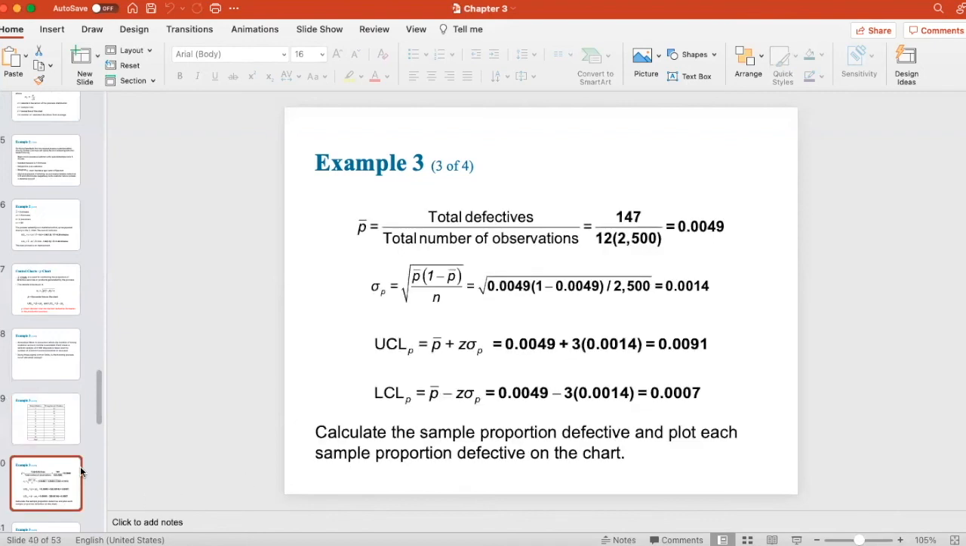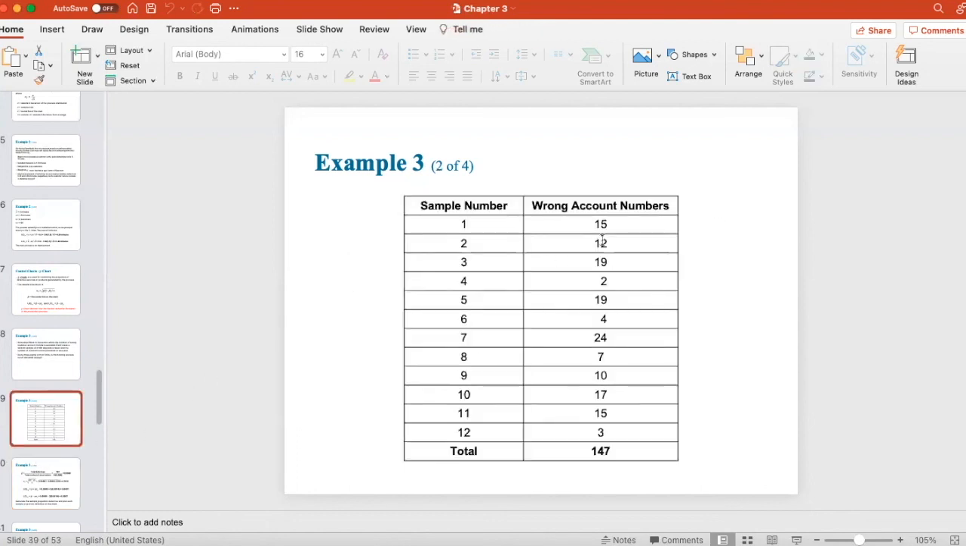Then how do we calculate p-bar? Since sigma p is also dependent on p-bar. How do we calculate p-bar? Very simple. Here I already list the corresponding equation. Very straightforward. Let me help you illustrate. First of all, we need to calculate total defectives. The total defectives would be the numerator. What is the total defective? How to calculate this? Very simple, right? Here you have 12 samples. In every sample, you exactly know the number of defective products, right?